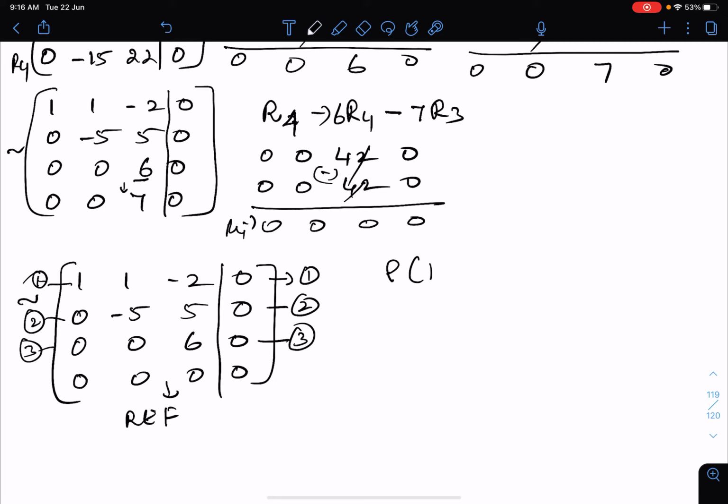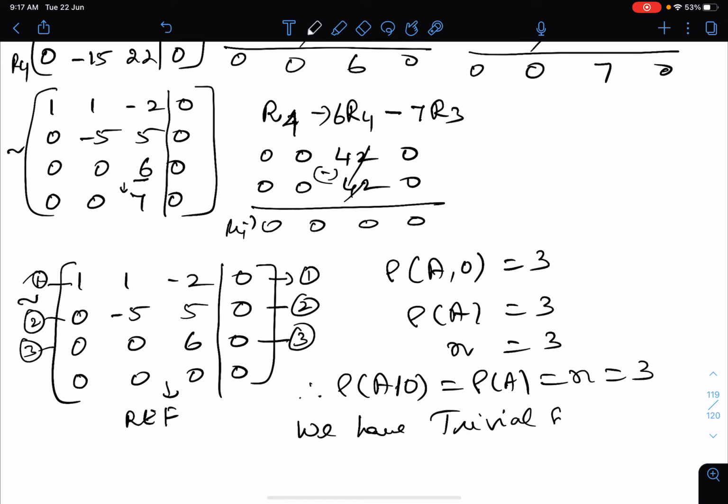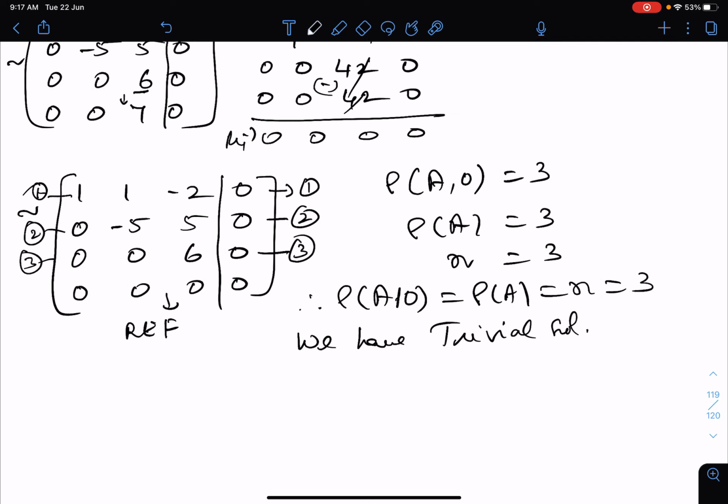So rank of the augmented matrix is 3, rank of A is also 3, and the number of unknowns is also 3. Therefore, rank of augmented matrix equal to rank of A equal to n equal to 3. Therefore, we have what solution? Trivial solution. And the solution is x equal to 0, y equal to 0, and z equal to 0. So this is going to be our solution.